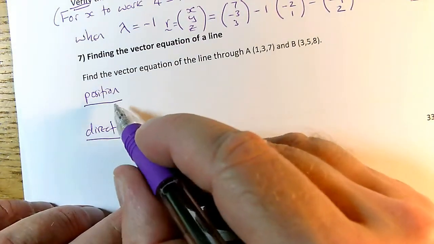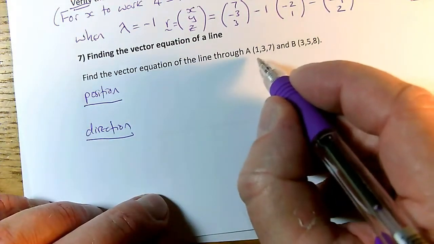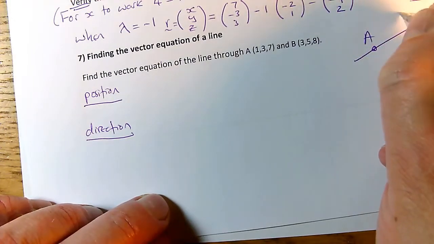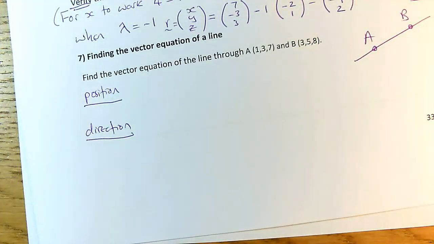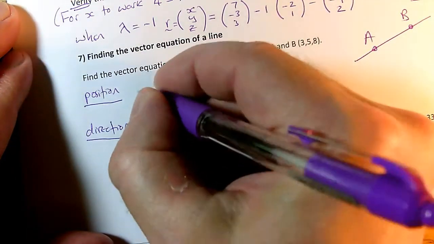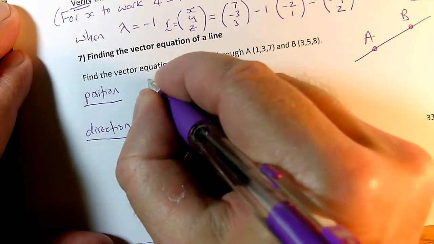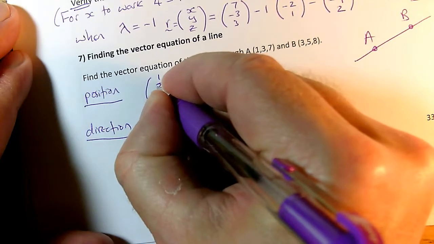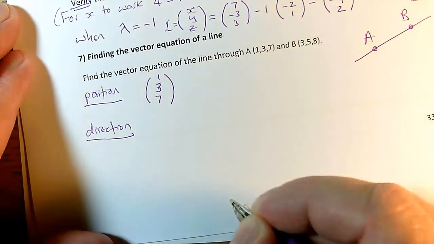So a position of a point on the line. Well, A's on the line and B's on the line. Here's the line: A, B, goes through A, goes through B. So I've got a choice. There is not just going to be one correct equation. Depending on the choices I make, there's more than one, okay? But the obvious point to choose is the first one, A. So the position I can have as the vector 1, 3, 7. I'm just using OA, okay?